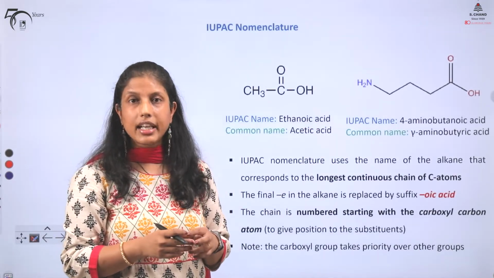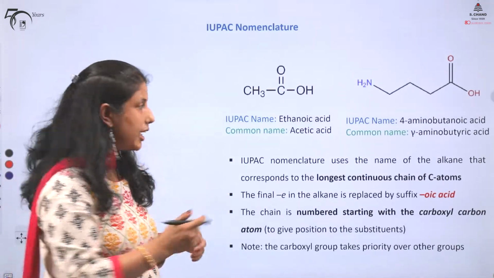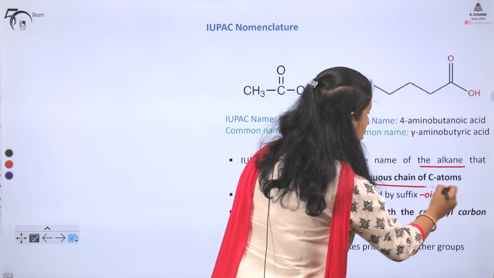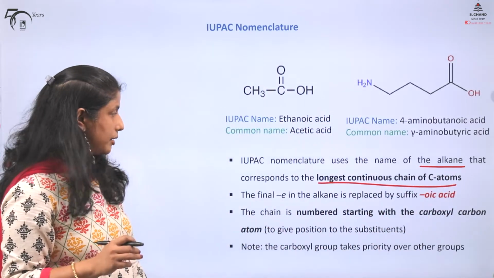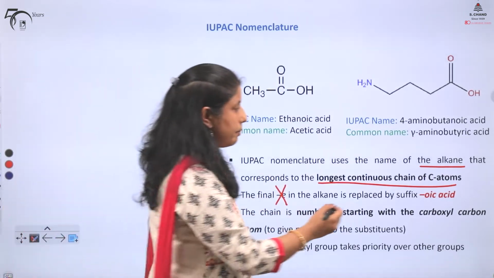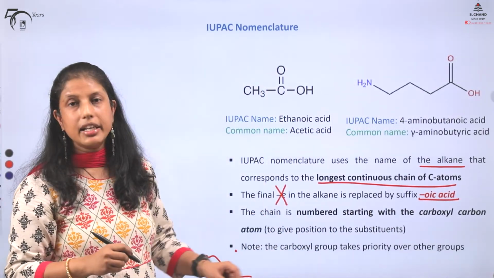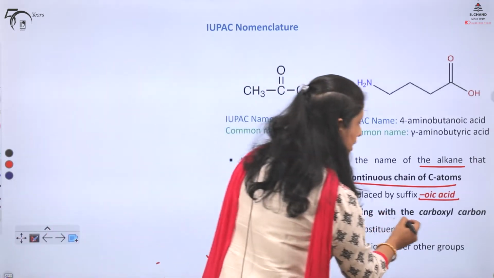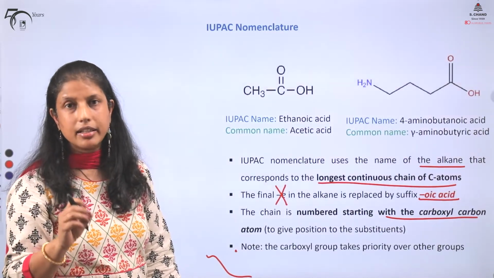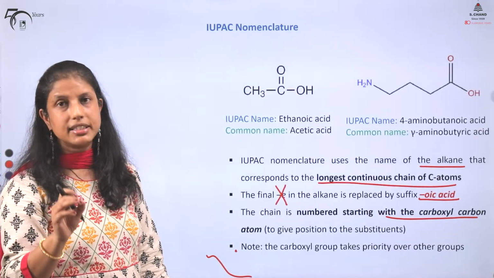Moving on, let's look at the IUPAC nomenclature. In the IUPAC nomenclature, we use the name of the alkane that corresponds to the longest continuous chain of carbon atoms. We remove the e in the alkane and replace it with the suffix -oic acid. And the chain is always numbered starting with the carboxyl carbon. If you remember, when we name our molecules in the IUPAC nomenclature, the carboxylic acid group always gets the first priority.